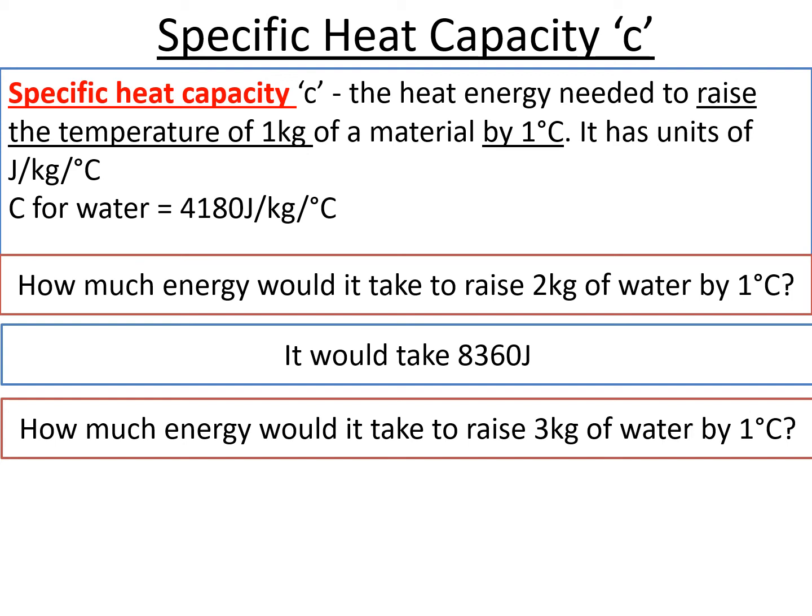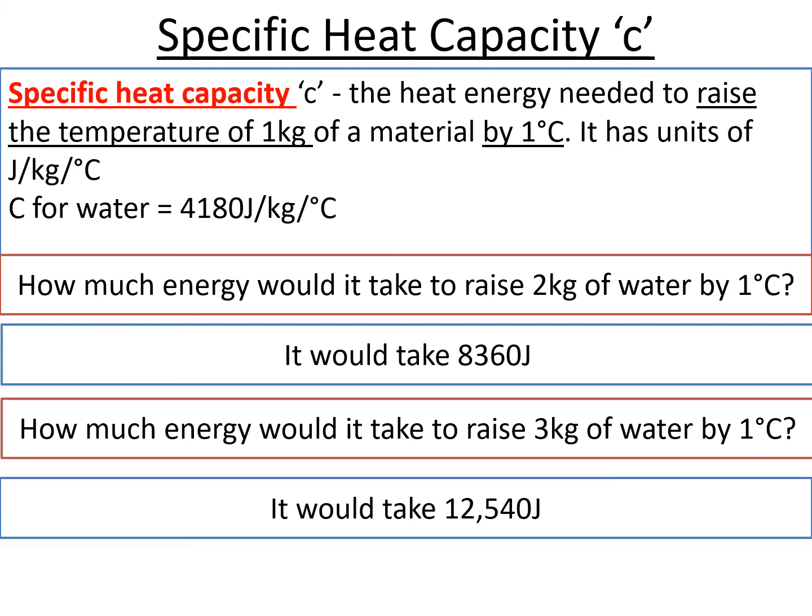So to raise 3 kilograms by 1 degree Celsius, how much do you think you're going to have to multiply by? Hopefully you said 3, so that should give you an answer of 12,540 joules. So can you see how there's a very simple relationship here? Don't worry about figuring this out. There is an equation we're going to look at later on to make this a lot easier.